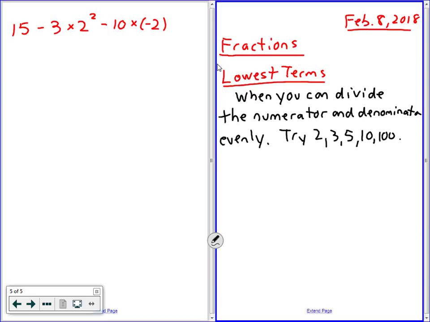We review what numerator and denominator are. Oh, good idea. Thank you, Mrs. Moore. Numerator is the top, denominator is the bottom.